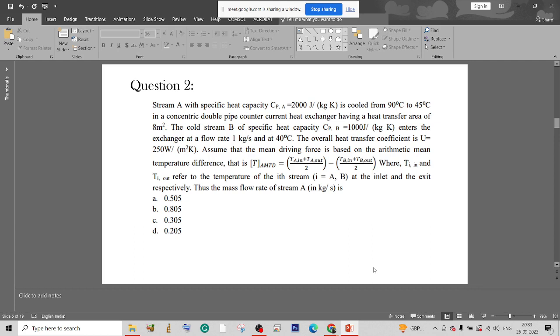So the inlet temperature is given, the outlet temperature is not given. The overall heat transfer coefficient is given, and the mean driving force is based on the arithmetic temperature difference, AMTD, not LMTD. So here we will calculate the AMTD, arithmetic mean temperature difference. We need to find out the mass flow rate of steam A, that is for the hot fluid. These are the options given. You calculate this. I'll give you 2 minutes to calculate this, and then we'll proceed with the solution.